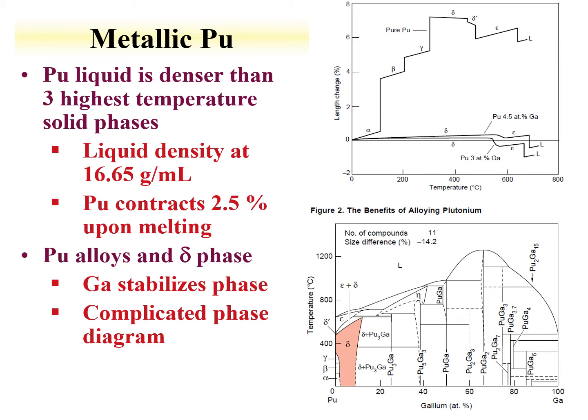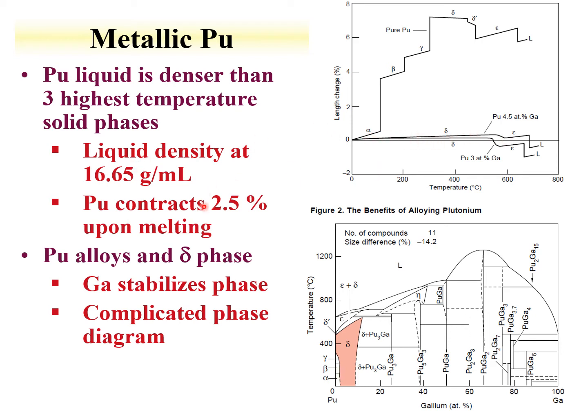So for plutonium metal, we see that the liquid is denser than the 3 highest temperature solid phases. Liquid density is 16.7 grams per milliliter, where the other phases, the 3 highest temperature phases, are less than that. For this reason, materials that are made with plutonium are often alloyed so that behavior can be consistent.